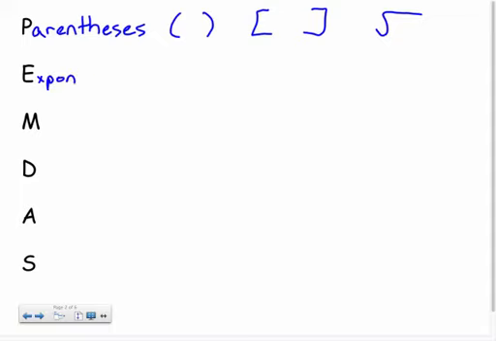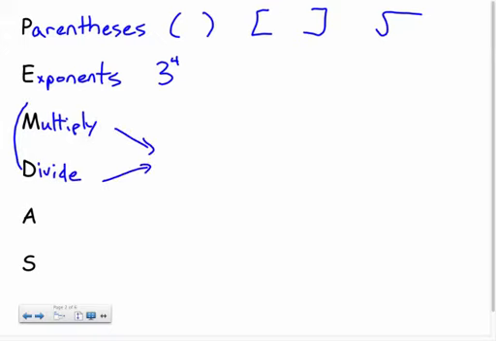Next thing we look for are exponents. And we know what exponents look like. That would be something raised to a power, right? After exponents, we combine multiplying and dividing. These will work together here. Multiply and divide. And the key is just to work left to right. Start on the left side and work to the right side.